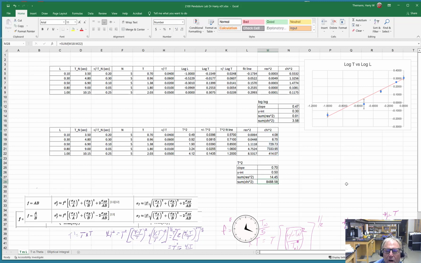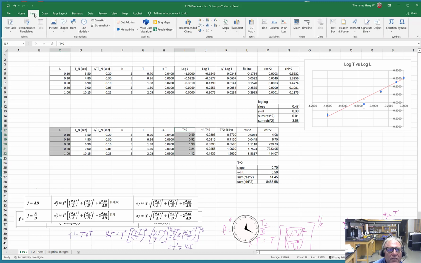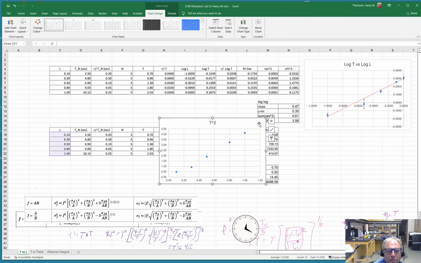Nice, we're in. Okay, so let's see now. Now we want to plot things that aren't next to each other and are non-contiguous. So first you select your L's, then you hold down the control key, and now you have your t squared, period squared. Insert, and we want a scatter plot. Well, that looks nice and linear, doesn't it?